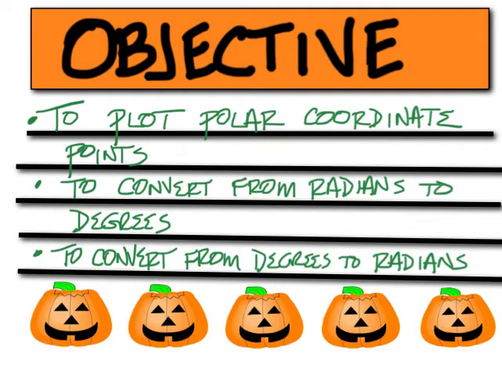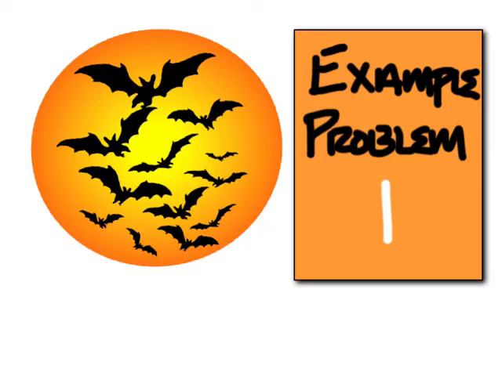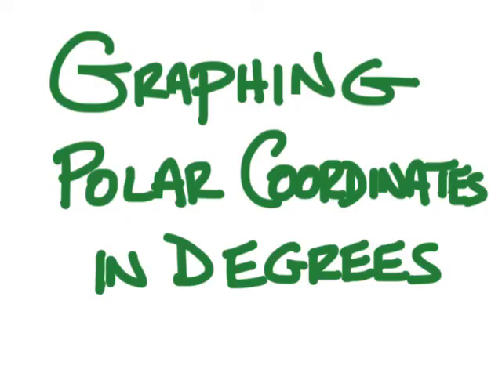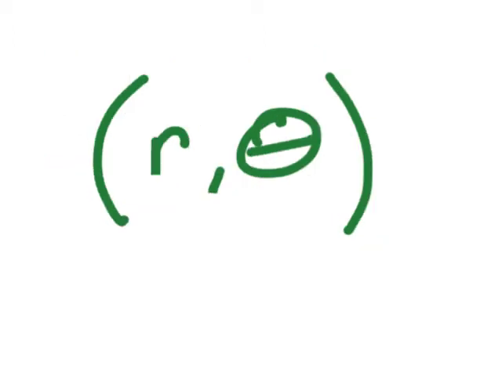Today, your objectives are to plot polar coordinate points, to convert from radians to degrees, to convert from degrees to radians. Example number 1. Graphing polar coordinates in degrees. This is the set that you're going to use.